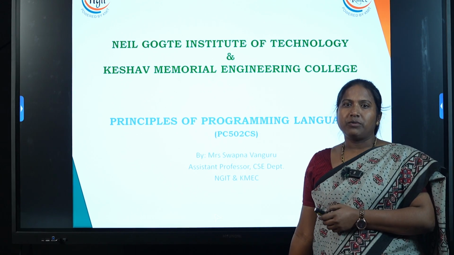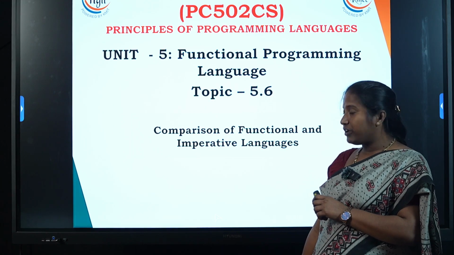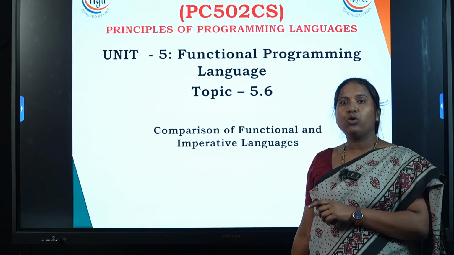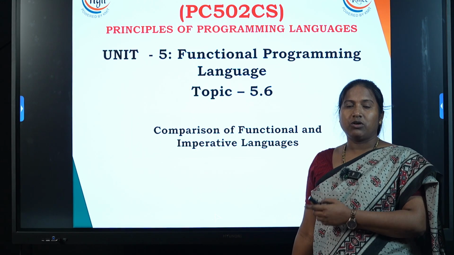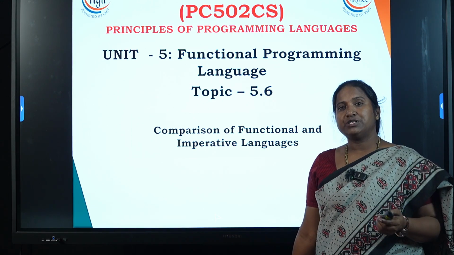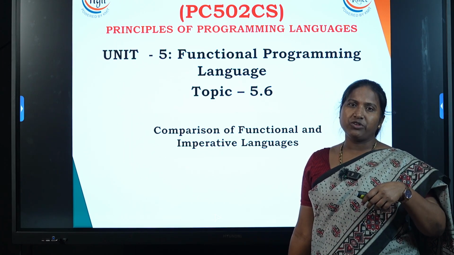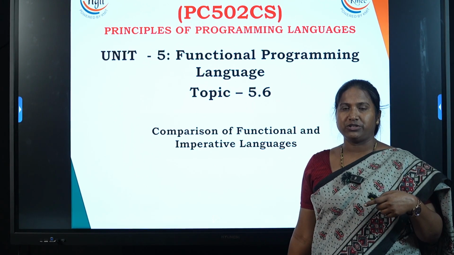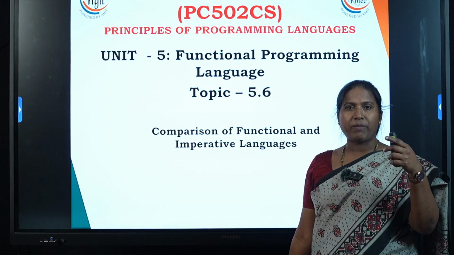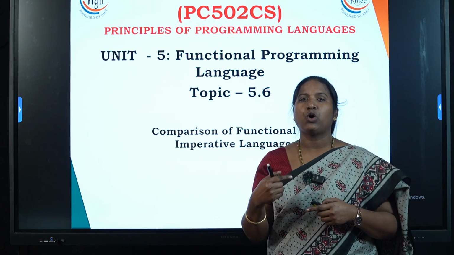We'll continue to learn about the 5th unit. The next topic of the 5th unit is the comparison of functional programming languages over imperative programming languages. This topic is covered in previous question papers for 2 marks, and in some question papers you will find it as a long question, or part of one. Usually a question paper consists of part A and part B, so you can expect this as one of the long questions.